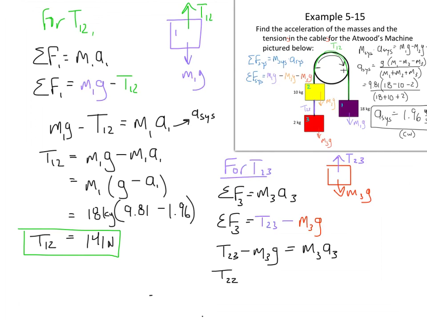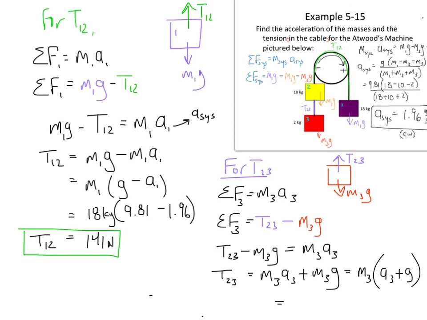Tension between 2 and 3. I'm going to add over my M3G, right? So that's M3A3 plus M3G equals, oh, that was my dog barking upstairs. You can hear him. M3, I'm going to factor that out. Mass 3 times the sum of acceleration 3 plus G. Just barely have enough space.